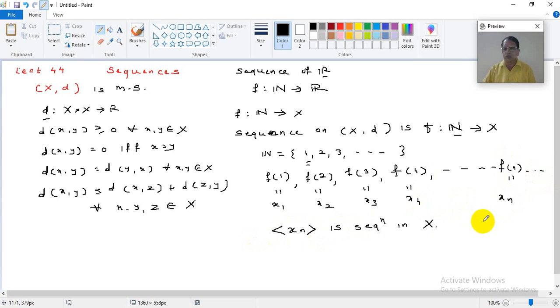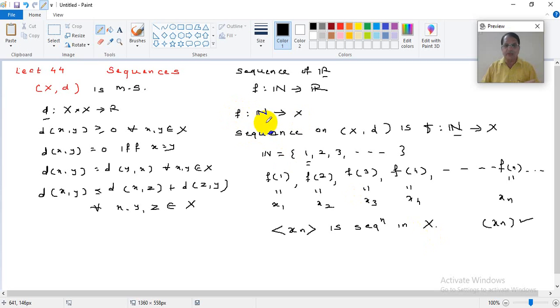Some authors use circular bracket. Anything is okay. Changing notation does not mean the results differ. Same results you will get, but you should be conversant with some proper symbolic representation. So I will use triangular bracket for the sequence in my lectures. So xn is a sequence in X. Once you say so, it means it is a function from natural number set to X.